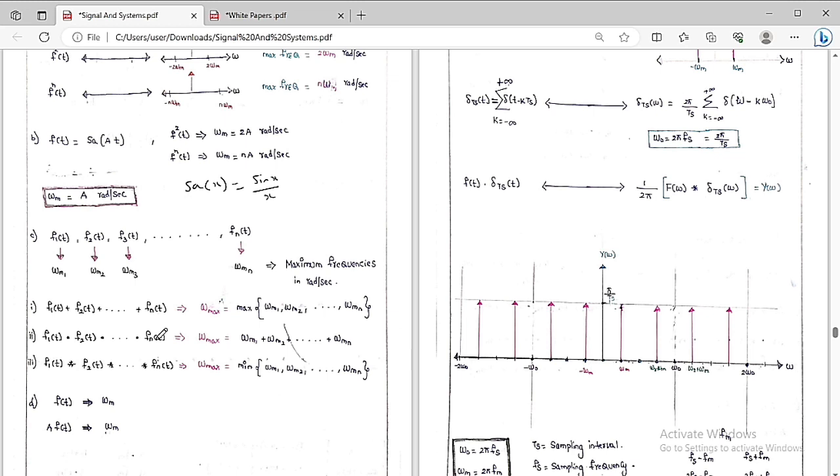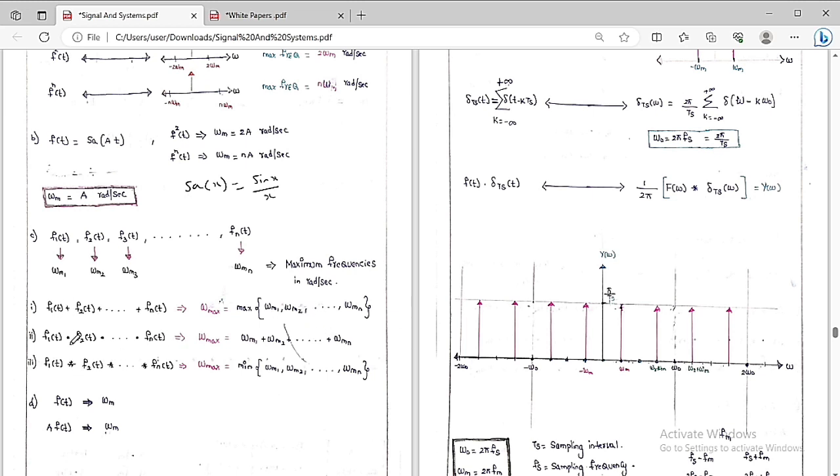The multiplication in the time domain leads to convolution in the frequency domain. So what is the overall signal's maximum frequency? It is nothing but the summation of all the individual maximum frequencies. So the overall signal maximum frequency is the summation of all the individual maximum frequencies.